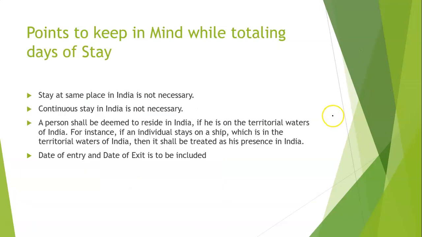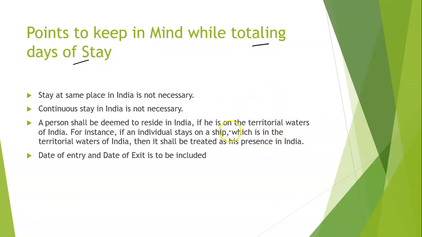So before going into the detailed study, there are certain points that you need to keep in mind. See, I told you the deciding criteria is the total number of days an assessee or an individual stays, right? Deciding criteria is total number of days an assessee stays. So when you total the number of days, you need to keep all these points in mind. And the points are as follows.